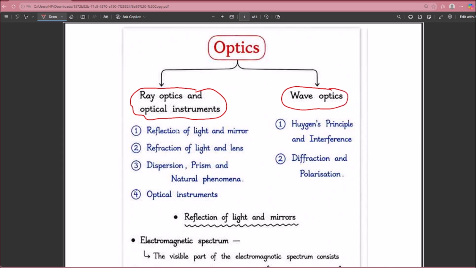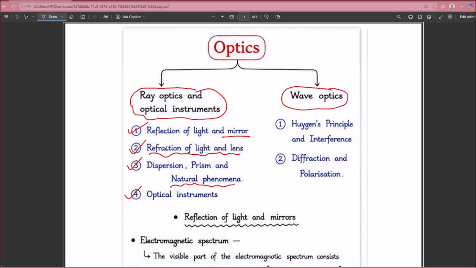In the ray optics, or what you say is optical instruments, we will first define law of reflection and reflection of light, and the mirrors, spherical mirrors, and types of mirrors like concave mirror and convex mirror. In the second, we will define law of refraction and refraction of light, and their mathematical formulation in concave and convex lens. Next is the dispersion, prism, and the natural phenomena discussed in this chapter. And the last one is the optical instruments.